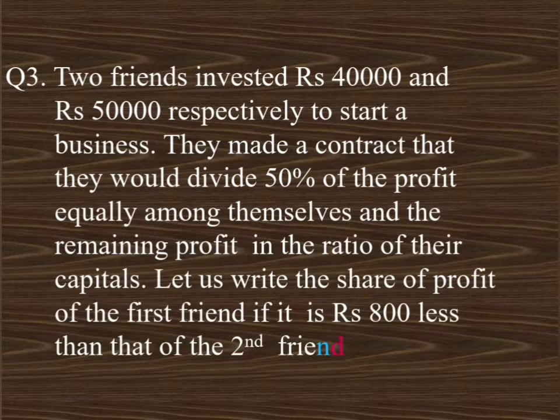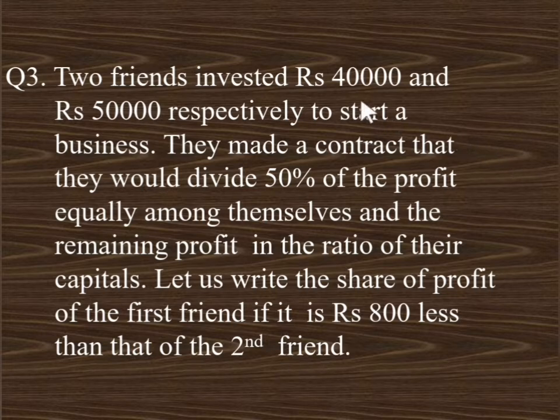Two friends invested rupees 40,000 and rupees 50,000 respectively to start a business. They made a contract that they would divide 50% of the profit equally among themselves and the remaining profit in the ratio of their capitals. Let us write the share of profit of the first friend if it is 800 less than that of the second friend.